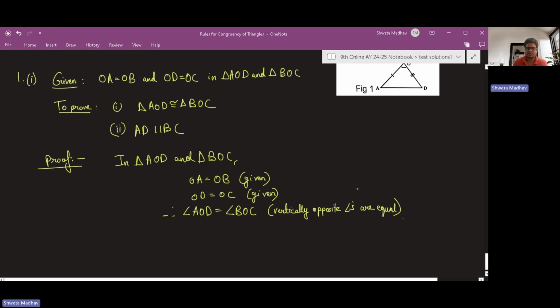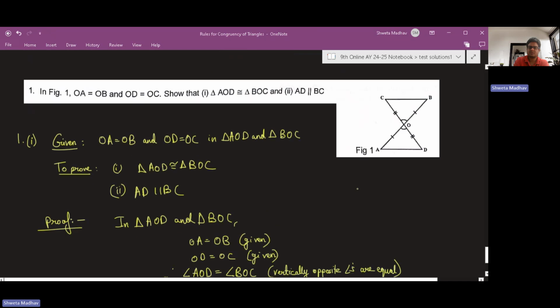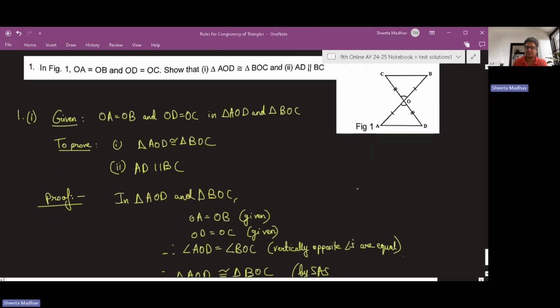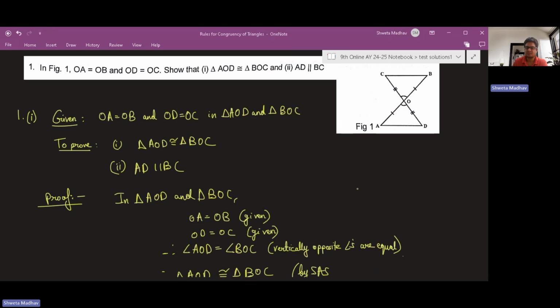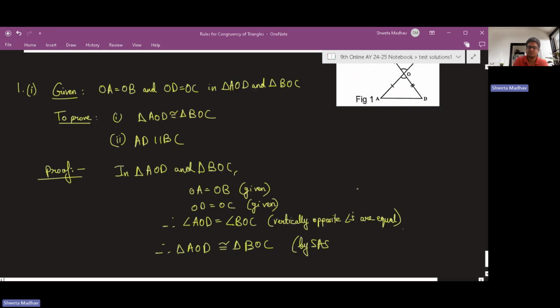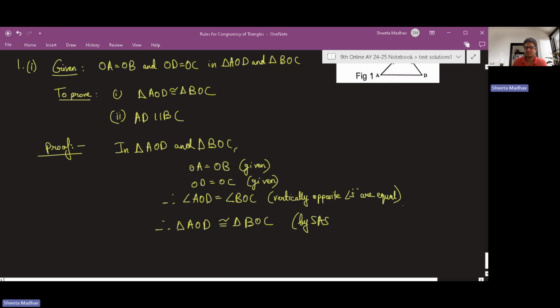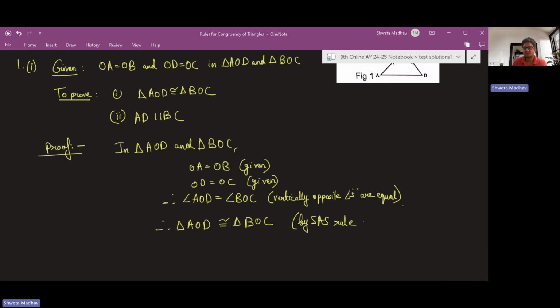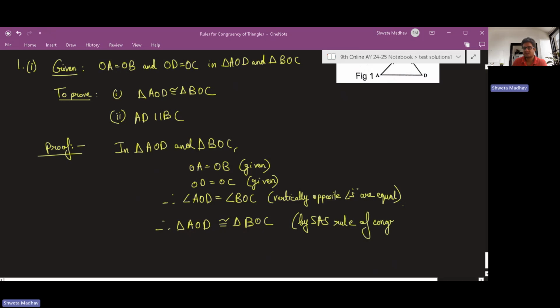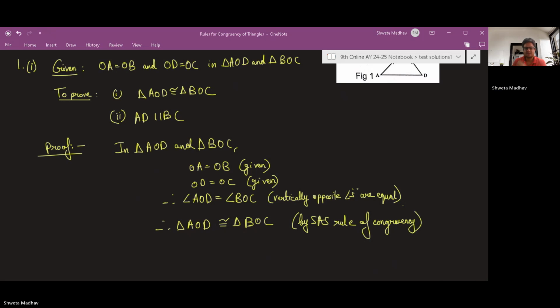So therefore triangle AOD is congruent to triangle BOC by the SAS rule. Here the angle which we took is the included angle between the two sides, and it is also equal. So by SAS rule of congruency, the two triangles are congruent. So triangle AOD is congruent to triangle BOC.